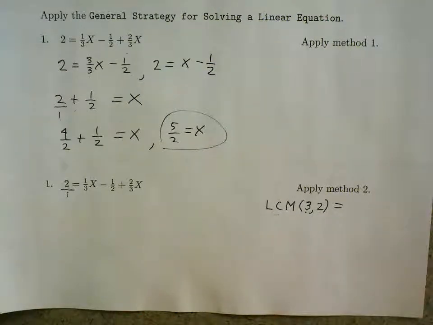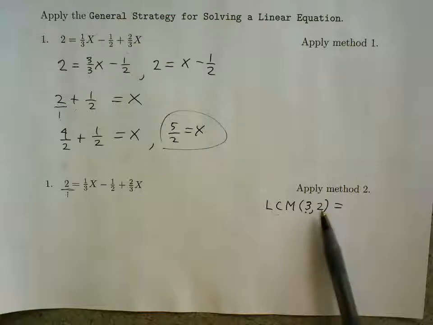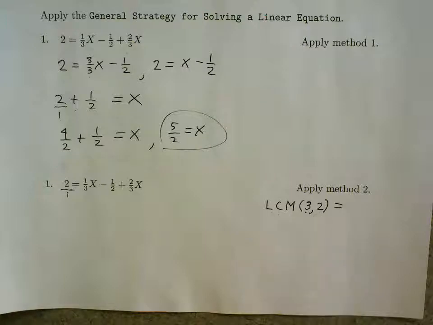So just as a reminder, the multiples of 3 are 3 times 1 equals 3, 3 times 2 equals 6, 3 times 3 equals 9. I know this is tedious, but repetition is a good thing in arithmetic. So the multiples of 3 are 3, 6, 9, 12, 15, and so on. The multiples of 2 are 2, 4, 6, 8, 10, and so on. So the least common multiple is 6.